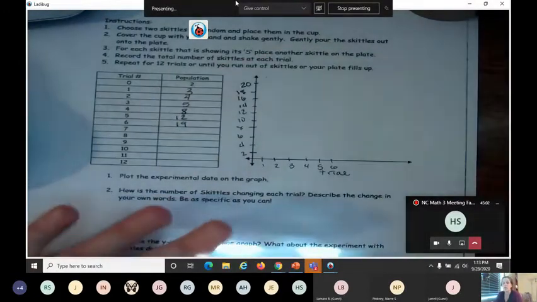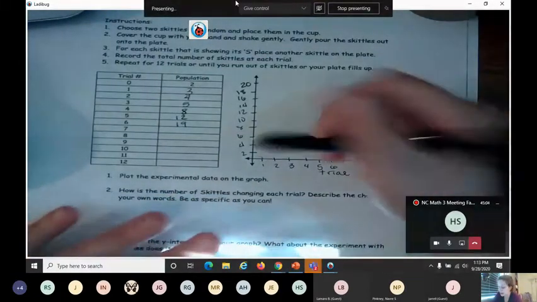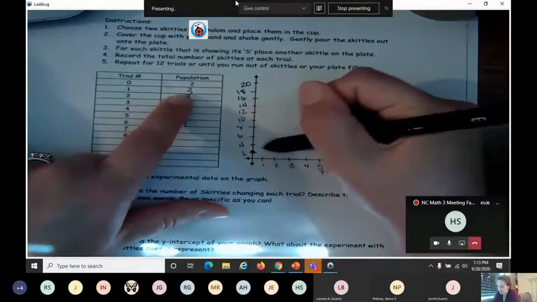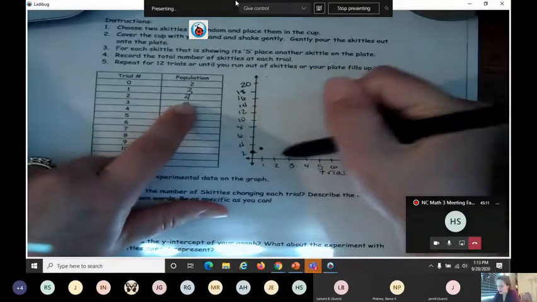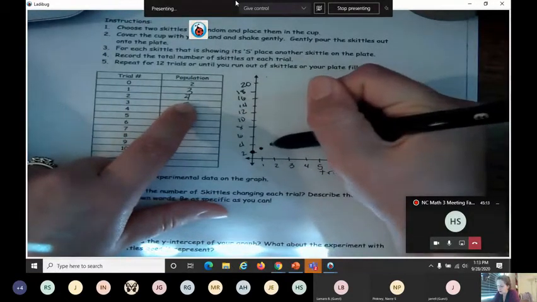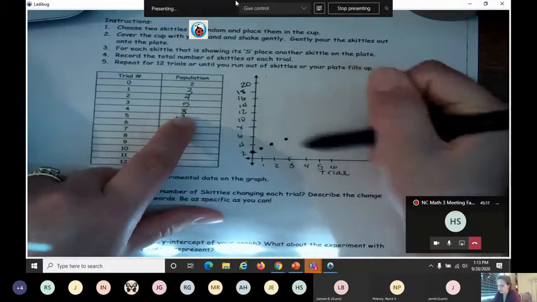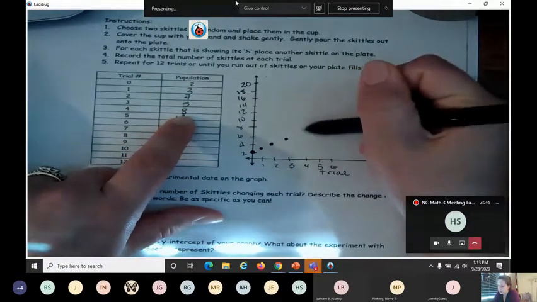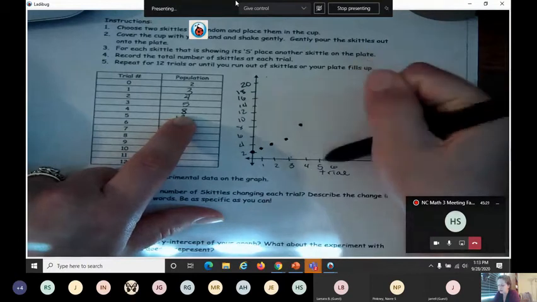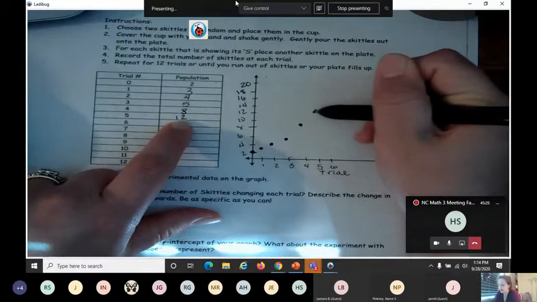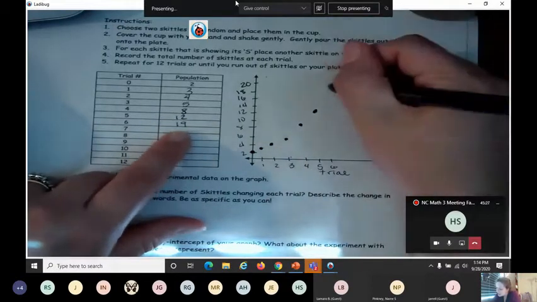Okay. So now I'm going to plot my points. So at trial 0, I had 2. Trial 1, I had 3. Trial 2, I had 4. Trial 3, I had 5. At trial 4, I jumped up to 8. At trial 5, I jumped up to 12. And then at trial 6, I jumped up to 19.